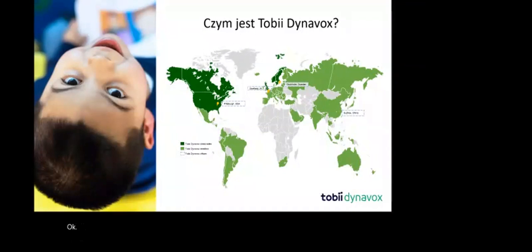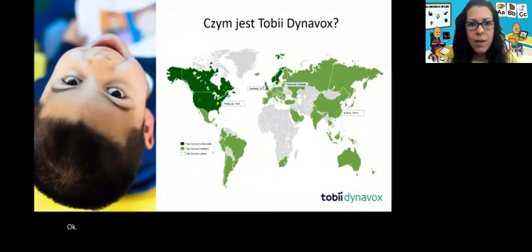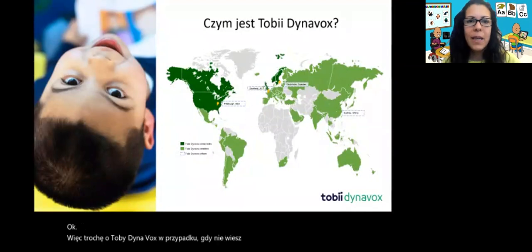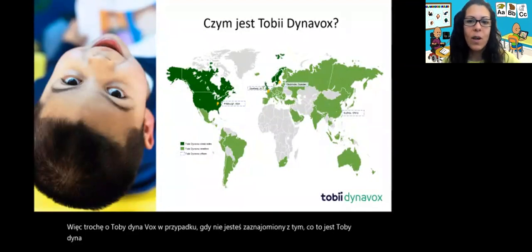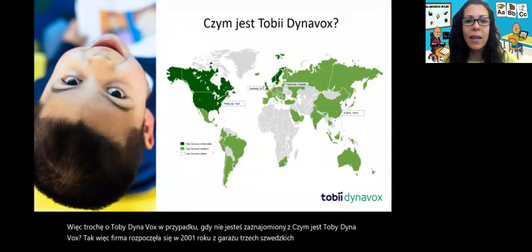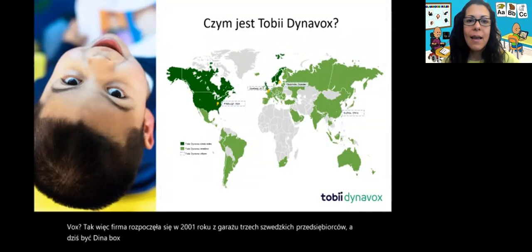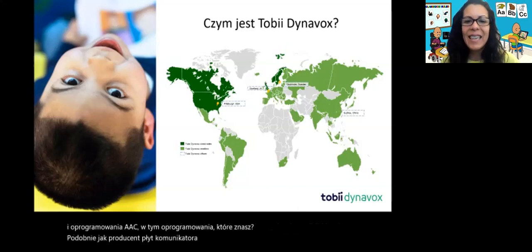So a little bit about Tobii Dynavox, in case you're unfamiliar. What is Tobii Dynavox? So the company started in 2001 out of the garage of 3 Swedish entrepreneurs. And today, Tobii Dynavox is the leader in eye tracking communication devices and AAC software, including software that you know, like Boardmaker and Communicator 5, and now Snap Core First.